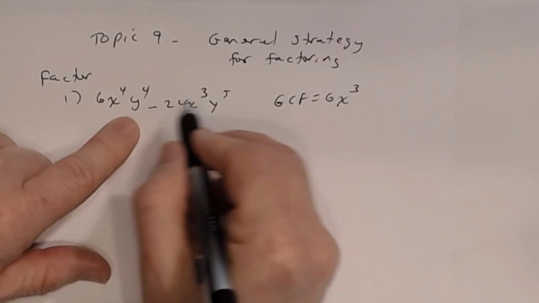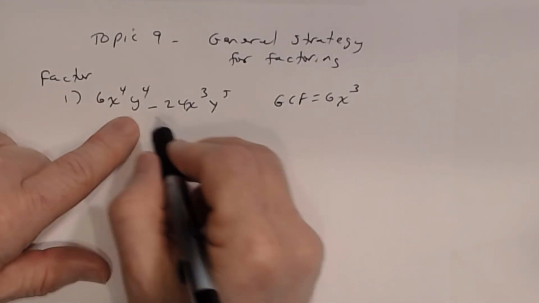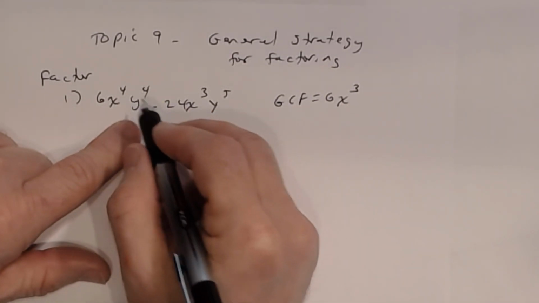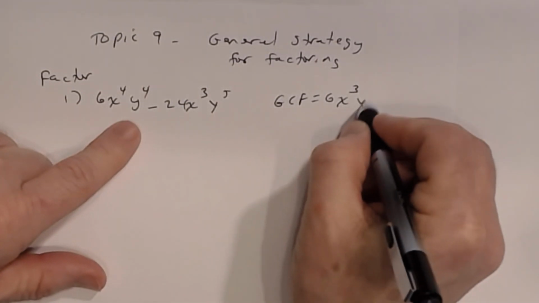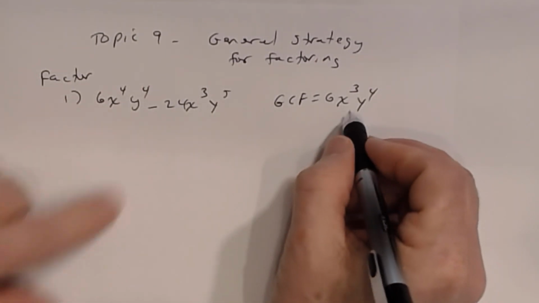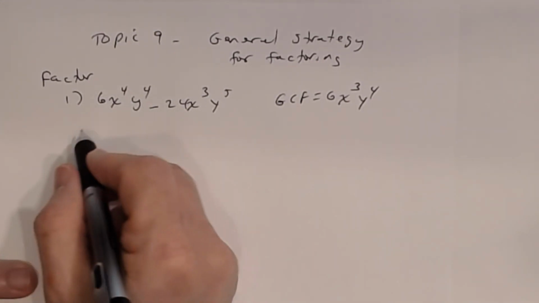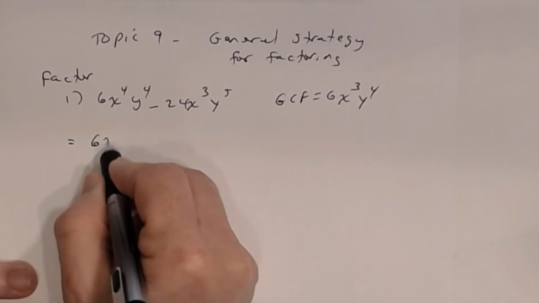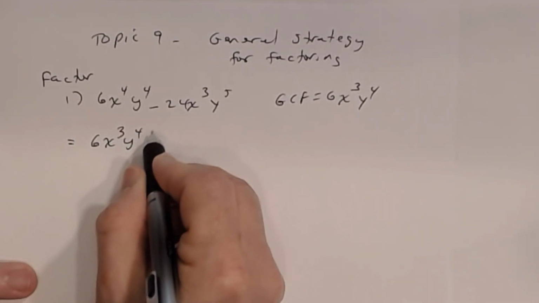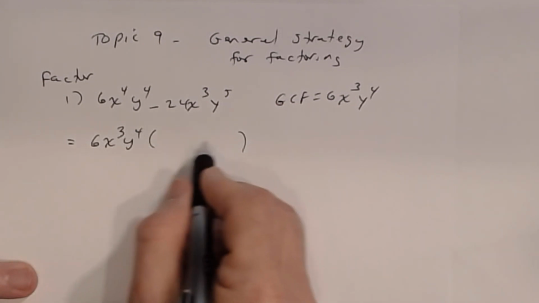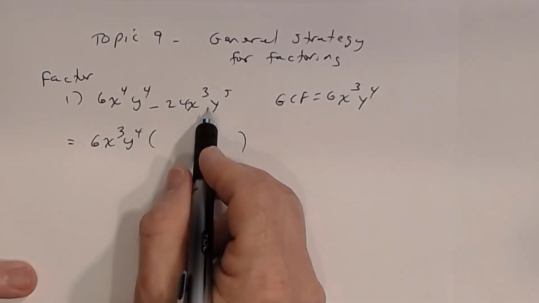And we have y's in both of those. So I'm going to have to have some y's here. Remember, you take the one with the smallest exponent. The GCF of y to the fourth and y to the fifth is y to the fourth. So there's your GCF. So remember, when you factor out the GCF, you got to say the GCF, 6x cubed, y to the fourth, times whatever we put in here, that times this has to give this back.